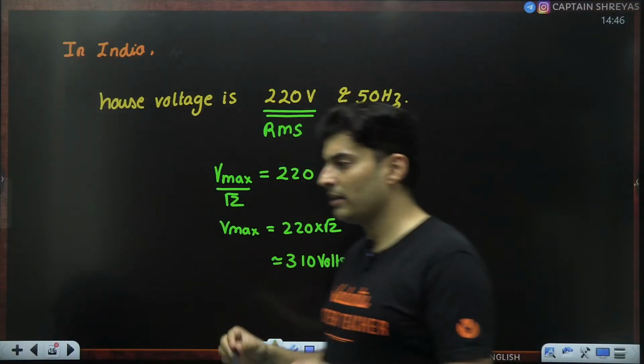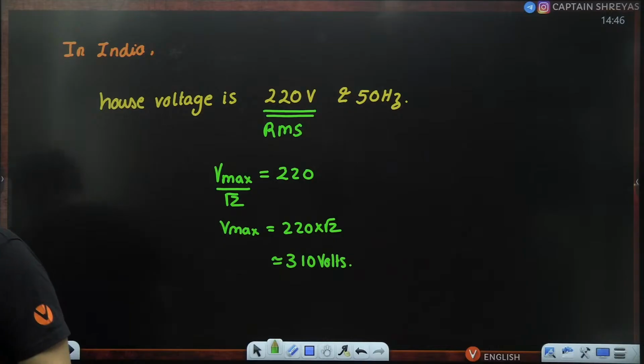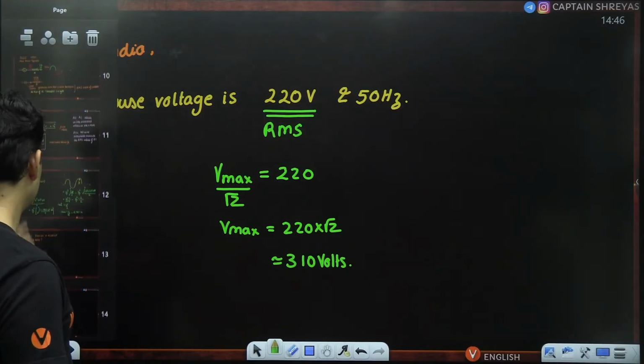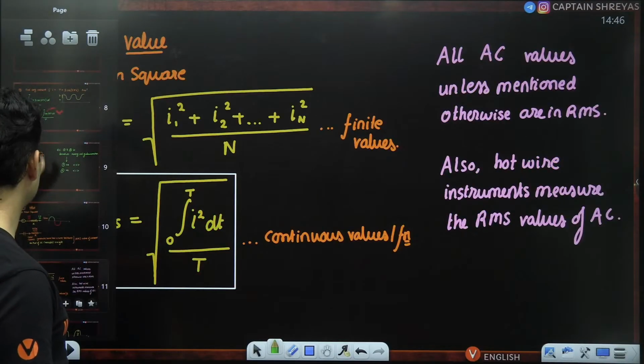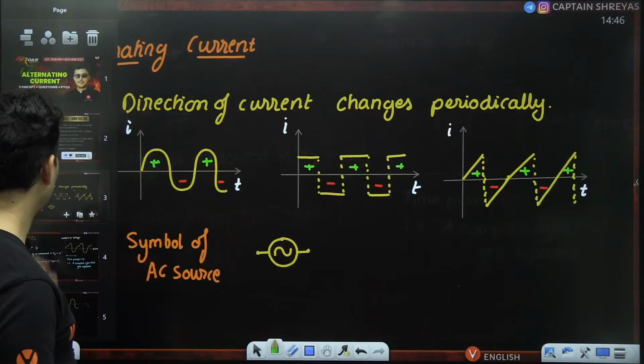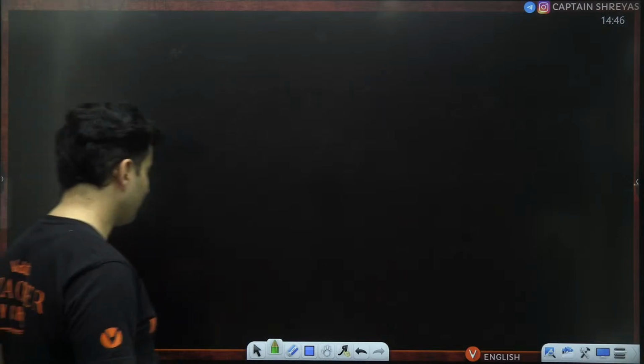Is this absolutely clear, my dear students, how this goes? Cool. Shall we go ahead to the next concept? Perfect. So we have learned RMS, how to do the calculations. We have seen how to do the average calculations. We have seen frequency, time period, and in general the definition of AC and the symbol.